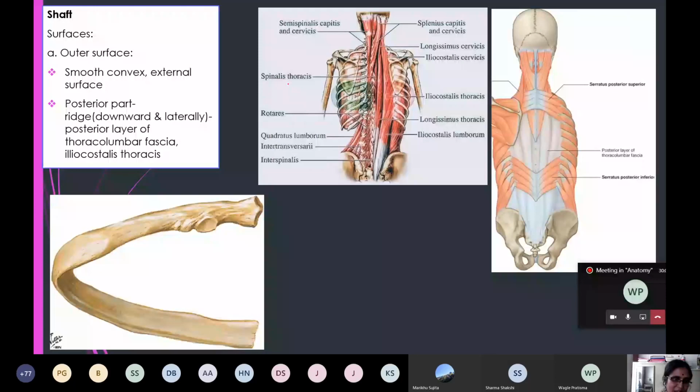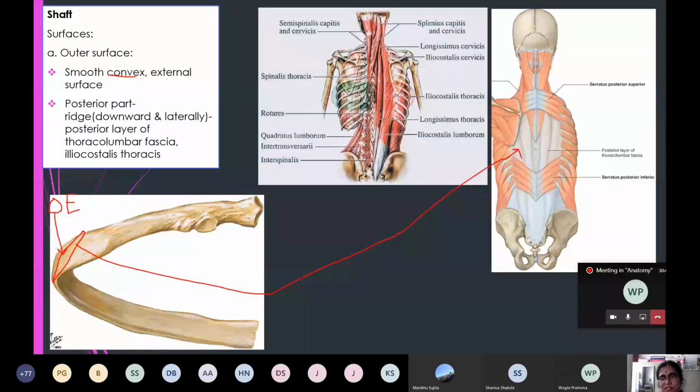Outer surface. Which surface is this, my dear student? This is the outer surface. The outer surface is also known as the external surface. It is smooth and convex. On the posterior part of the outer surface there is a ridge, which is directed downward and laterally. This ridge provides attachment to this fascia.